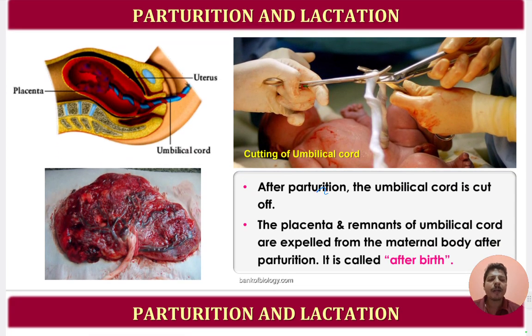Then, after parturition or the delivery of the baby, the umbilical cord is cut off. The placenta and remnant of umbilical cord are expelled from the maternal body after the parturition. It is called afterbirth.